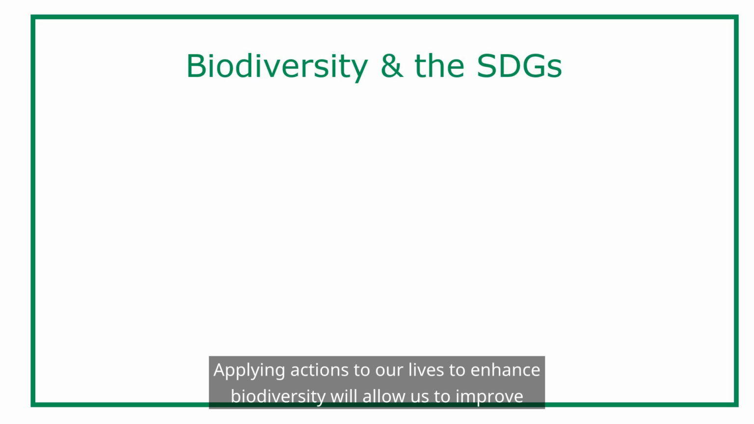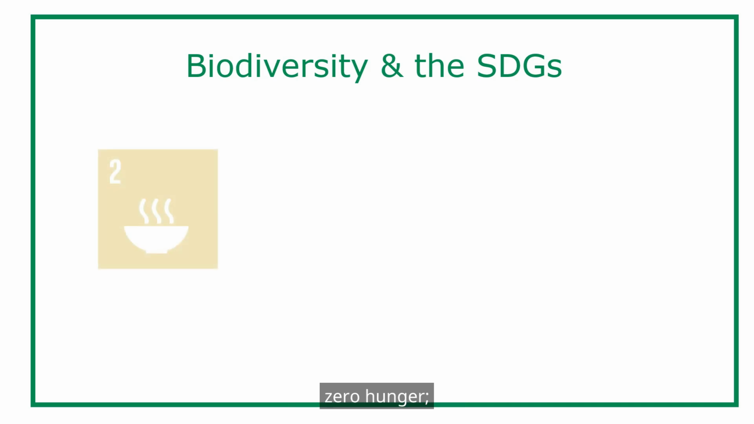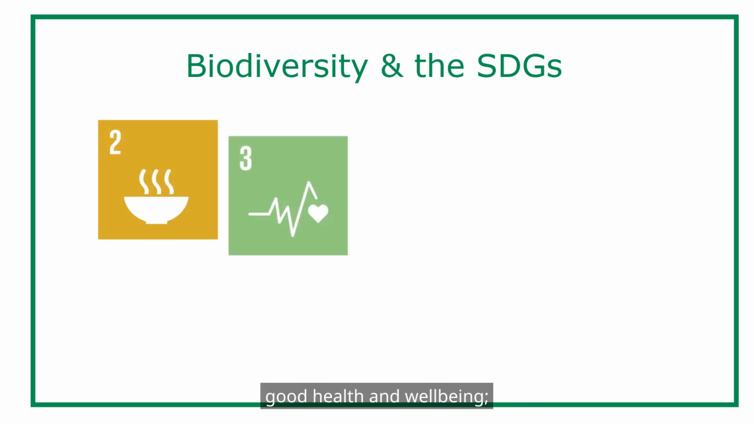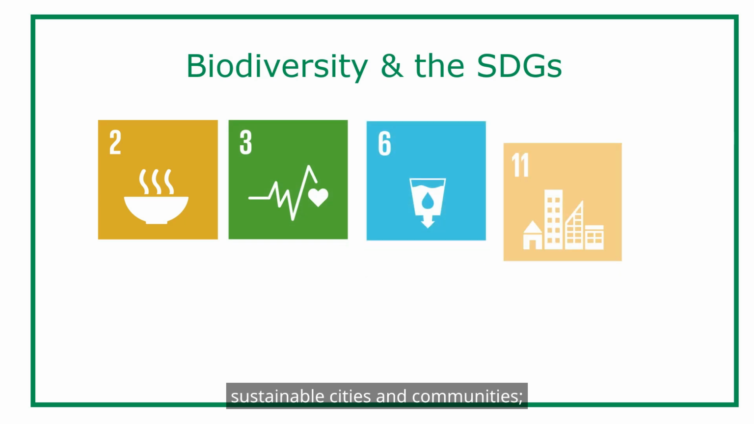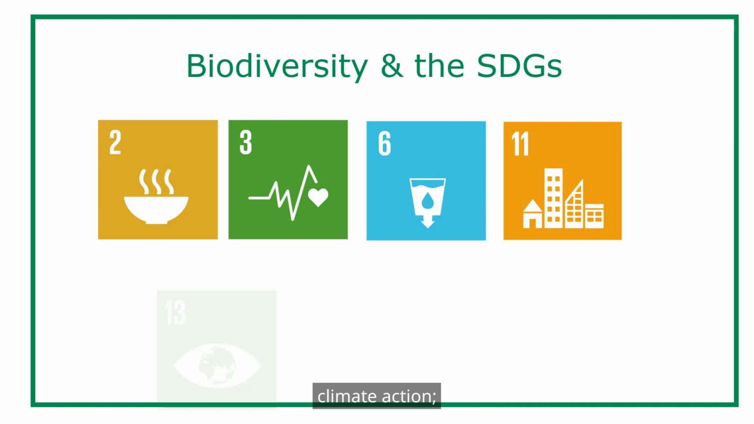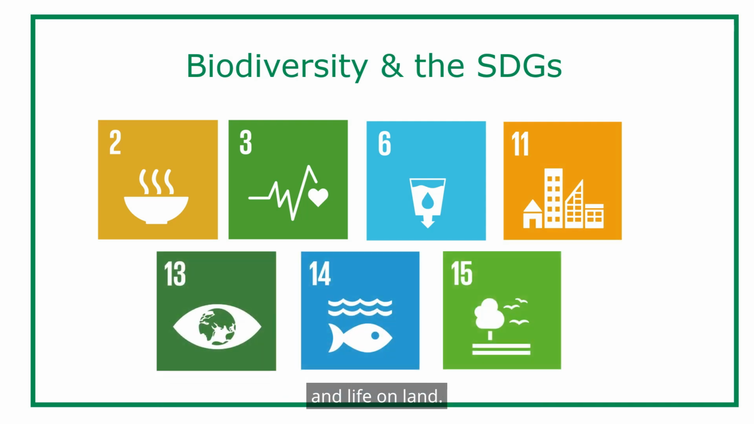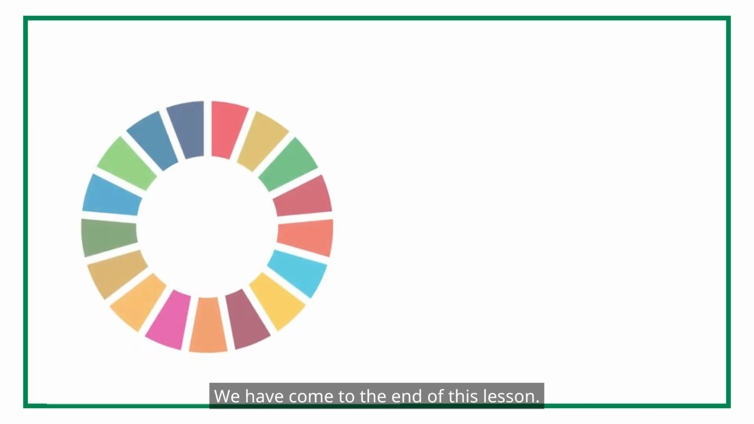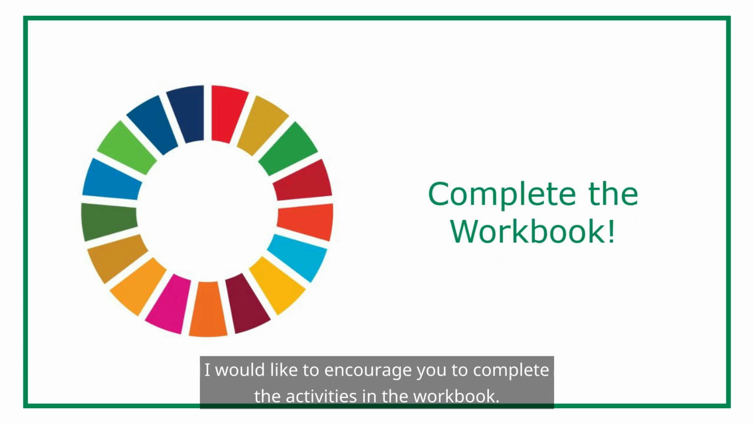Applying actions to our lives to enhance biodiversity will allow us to improve on the following Sustainable Development Goals: zero hunger, good health and well-being, clean water and sanitation, sustainable cities and communities, climate action, life below water, and life on land. We have come to the end of this lesson. I would like to encourage you to complete the activities in the workbook.